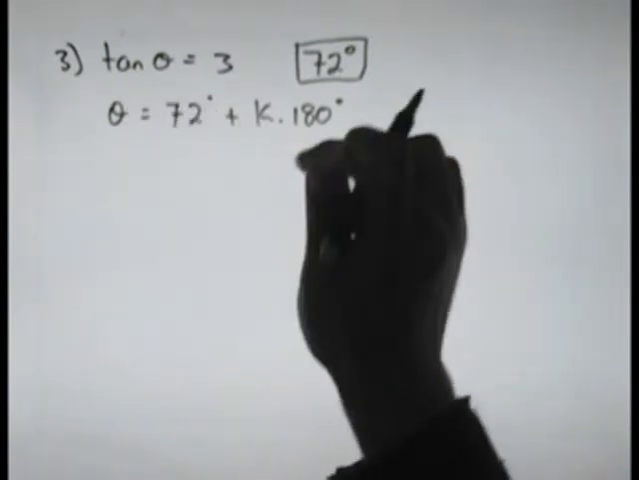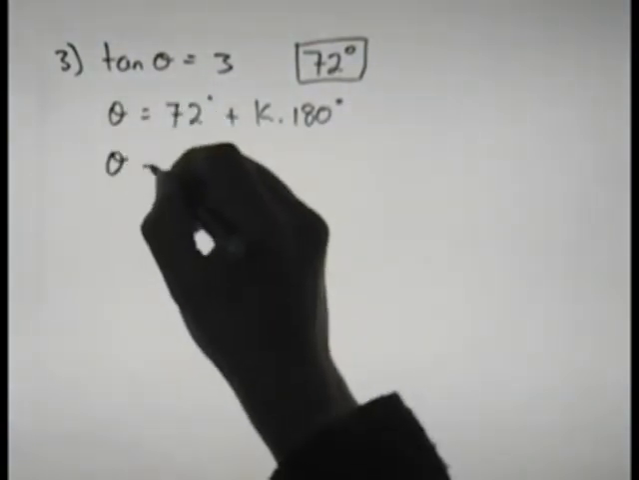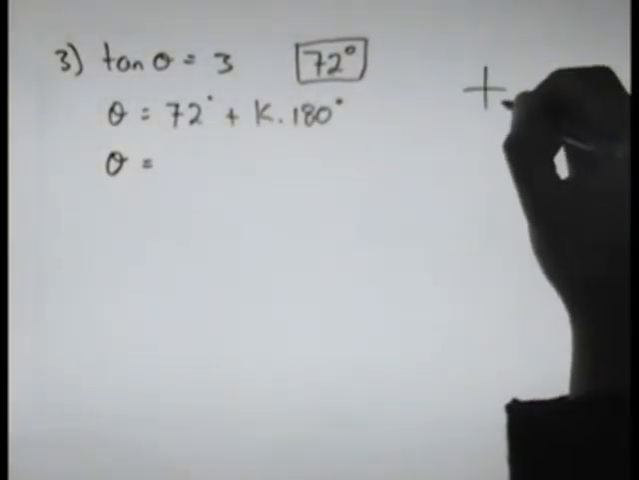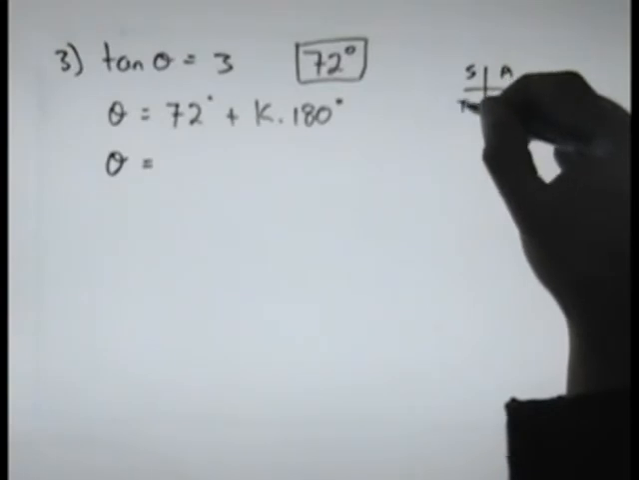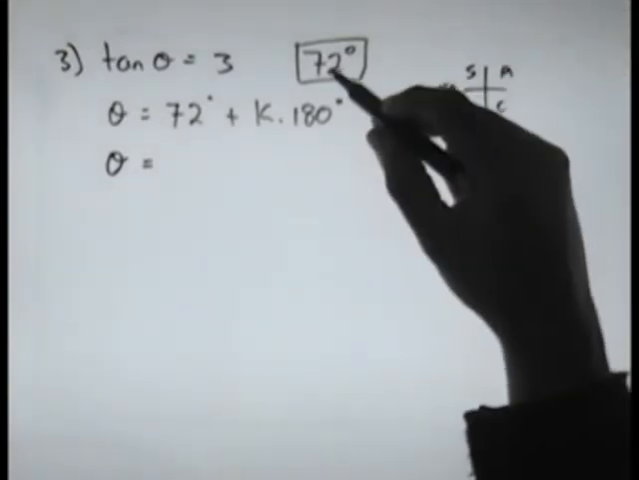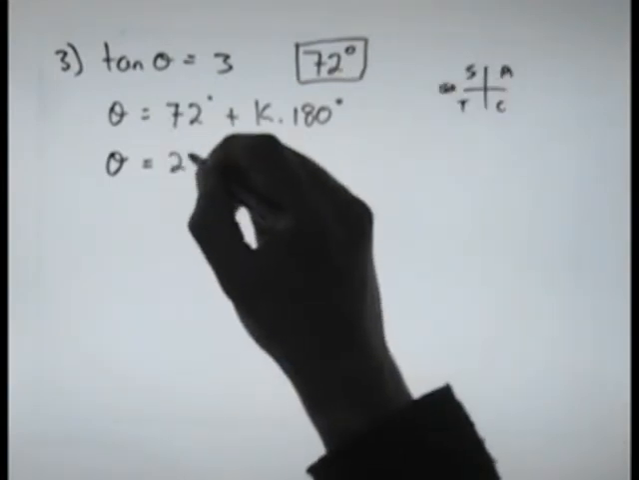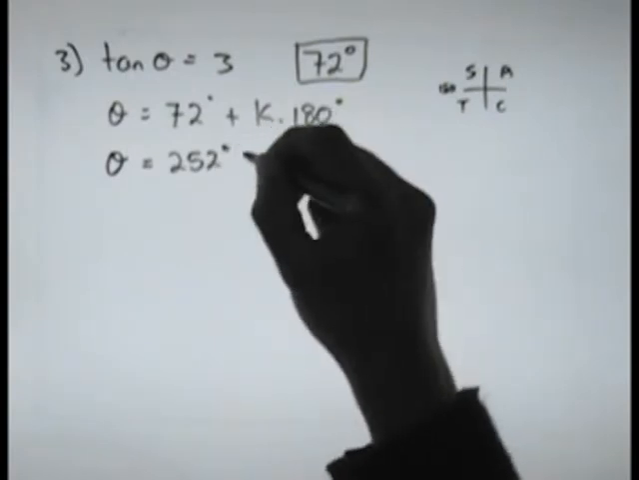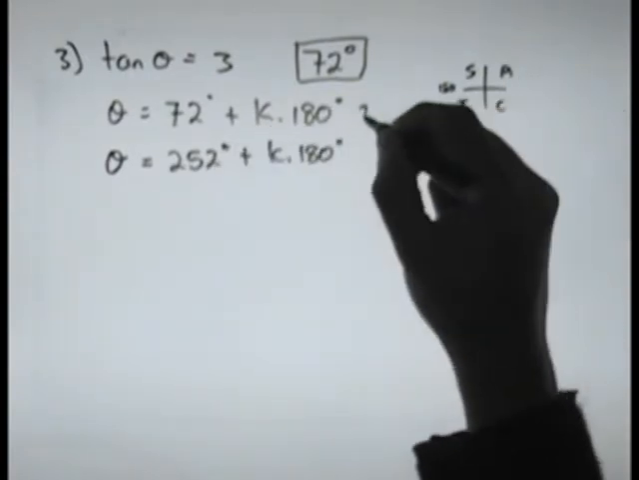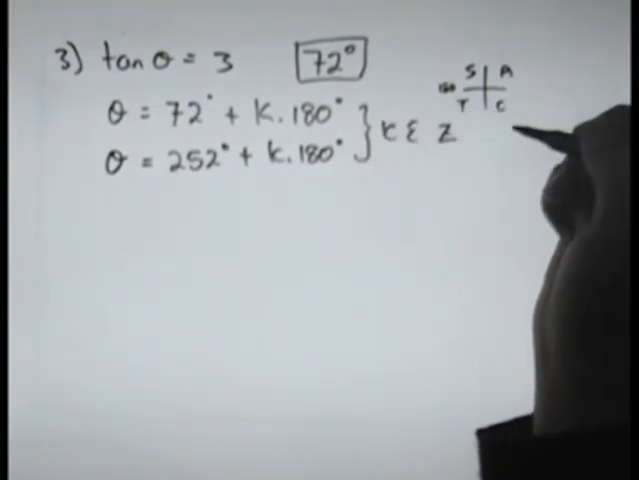Because it's tan, it repeats itself at intervals of 180, or theta is equal to, now tan is positive in the third quadrant, which is 180 plus. 180 plus 72 is going to give me 252 degrees plus k times 180 degrees. Both of these happen when k is an element of integers.